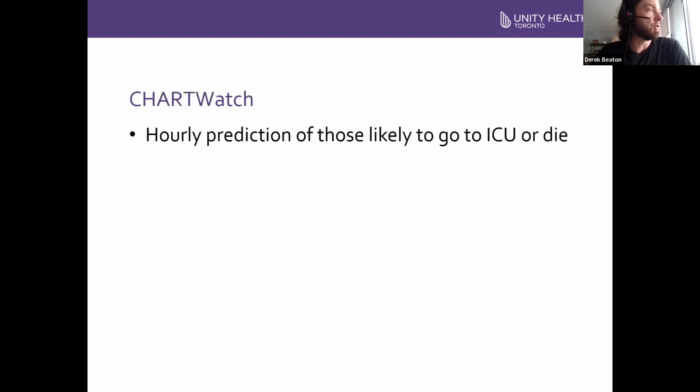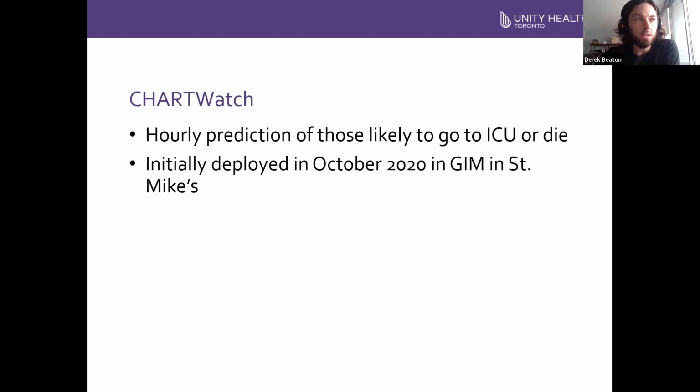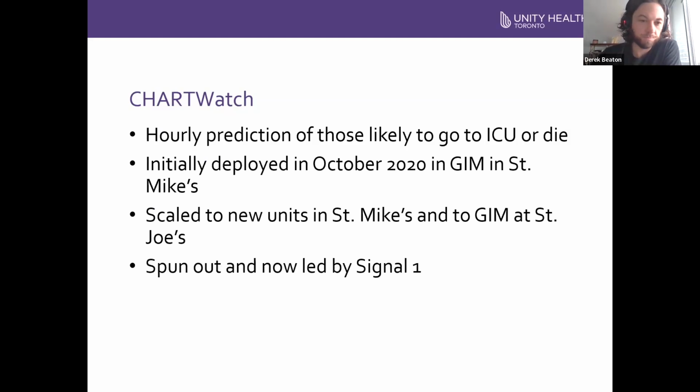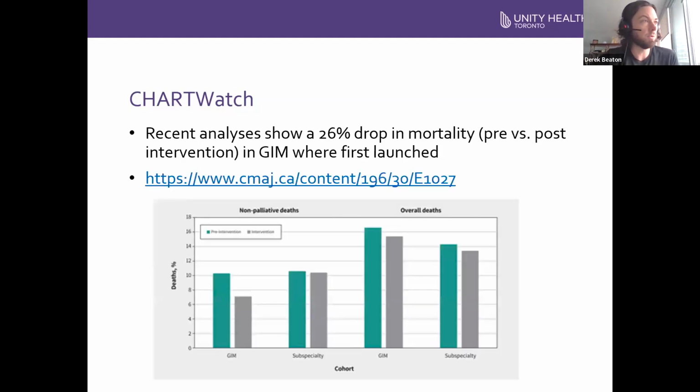So CHARTWatch is a tool that on the hour will make a prediction for all patients in the general internal medicine unit if they're likely to go to the ICU or die, a deterioration tool. Initially, we deployed this in October 2020 in general internal medicine at St. Mike's, but have since scaled this to other units at St. Mike's and down the street to general internal medicine at St. Joe's. A lot of the effort now has been spun out and is led by a company, Signal One, that we work very closely with.